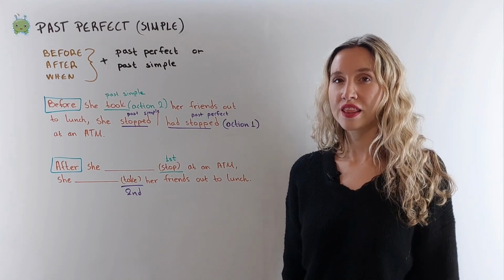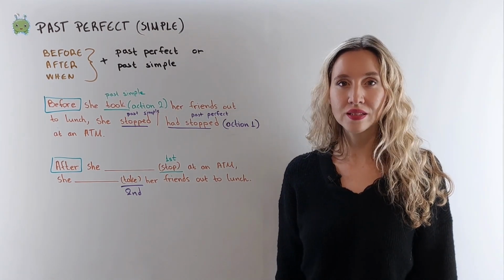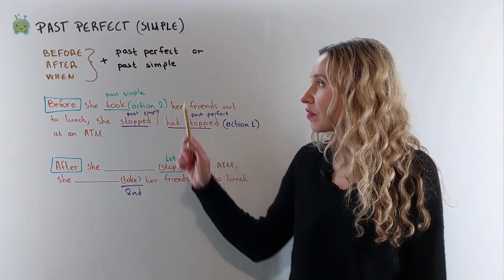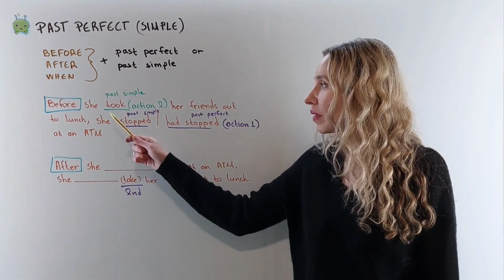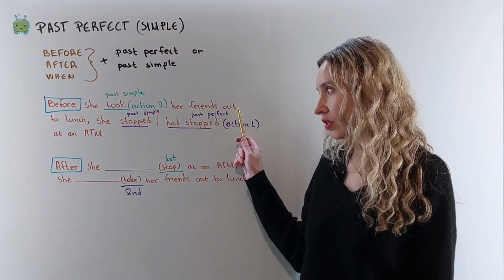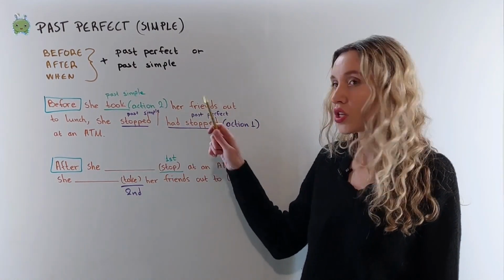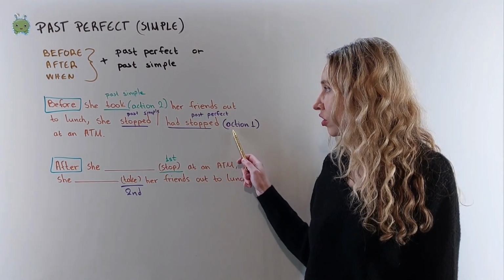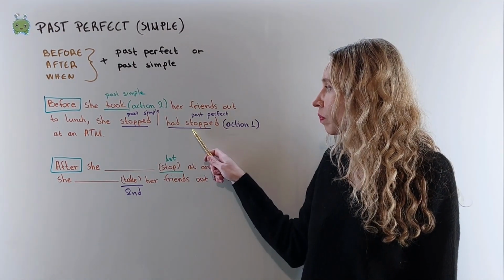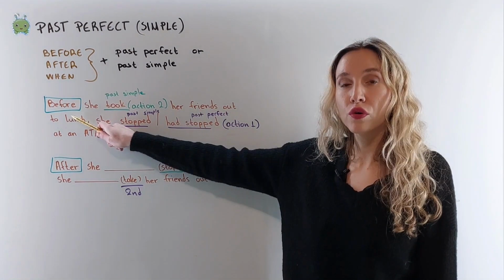You can use the past perfect or past simple with before, after, and when with no change in meaning. Before she took her friends out to lunch, she stopped or she had stopped at an ATM. This is the first action. You can use past simple or past perfect here because you have before.